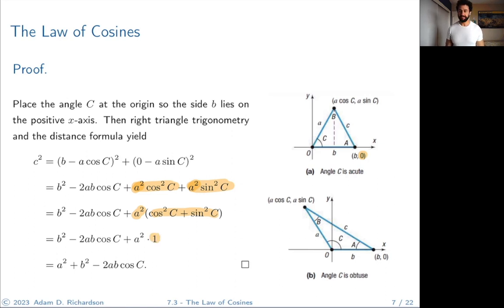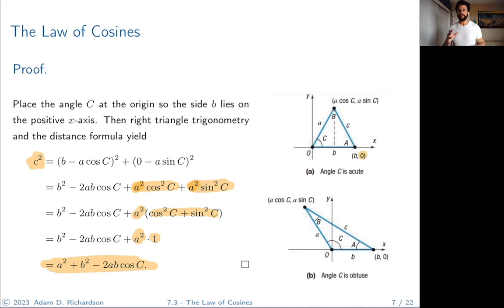That's equal to 1. And then last but not least, you can commute things around, move this a squared to the front. And then we have the law of cosines. There it is. c squared equals a squared plus b squared minus 2ab cosine c. And that's the whole proof. That's the proof. Comes right out.